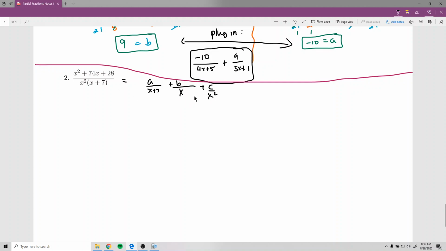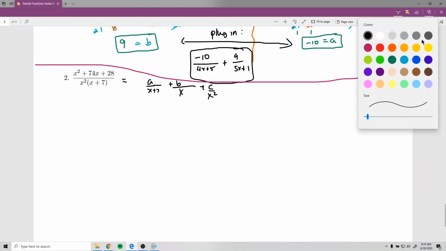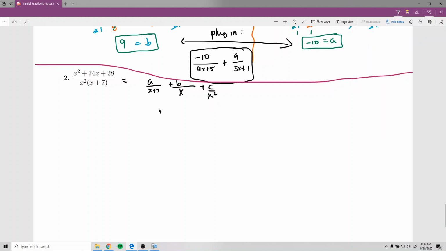Now, if you're doing this problem or one on the homework and you ask the question, does it matter what order I pick them in? No. If you had x and then x squared and then x plus 7 and your a, b, and c were jumbled up compared to this, you would still get the same answers. Your a, b, and c would just be adjusted. Whatever number becomes on top of x plus 7 will be on x plus 7 regardless of the letter you choose. So don't worry about that aspect.